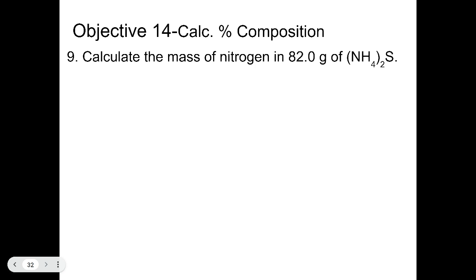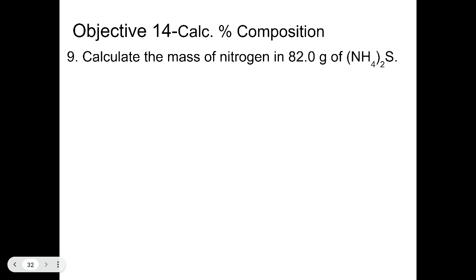Okay, so the first thing we want to do is find the percent composition of nitrogen in this. In order to do that, we need to know the molar mass of nitrogen, which is 14, but there is 2 of them because it is getting distributed through. So we're going to do 14.0 times 2, which is 28.